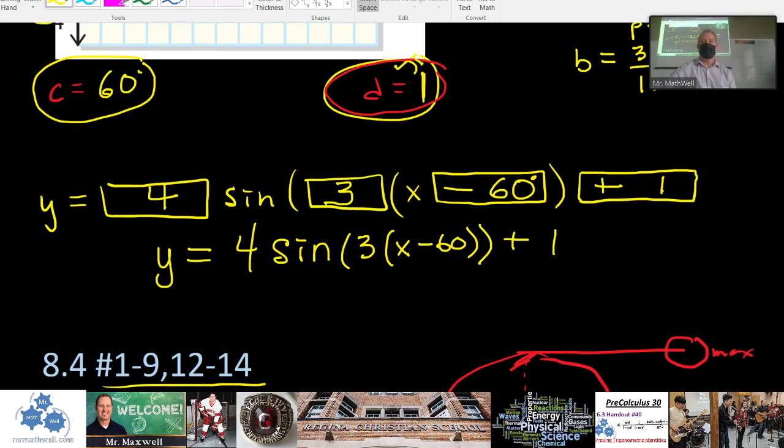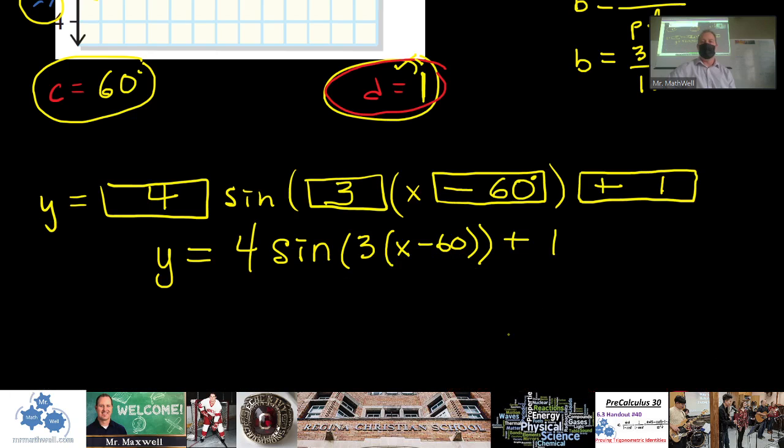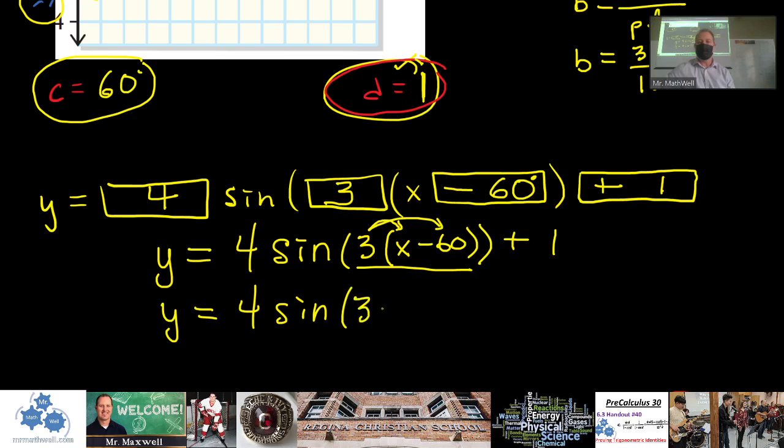Okay? Now that is a perfectly correct answer. I will, however, show you that this could also be written like this. You see all these little brackets in here? That 3 could distribute to each of these. So this could also be written as 3x minus 180. If you don't include the inner brackets, you could see it like this, and that would be correct as well.